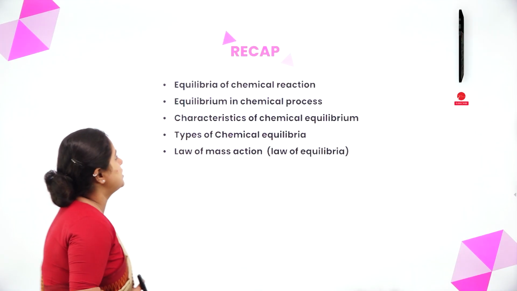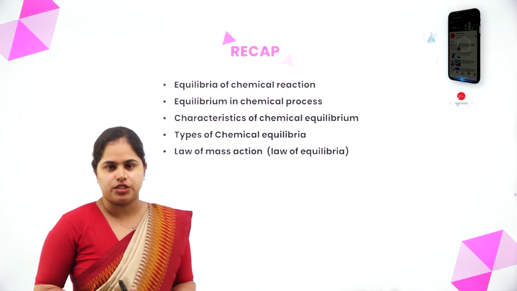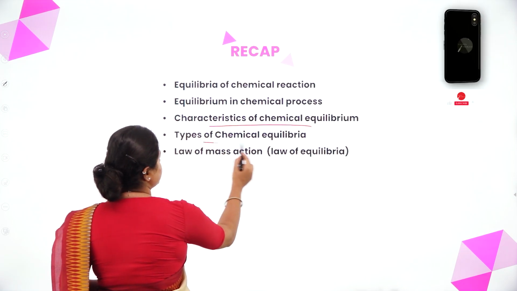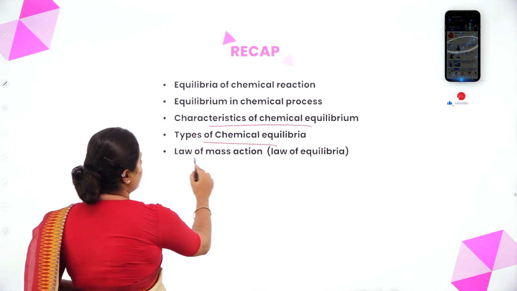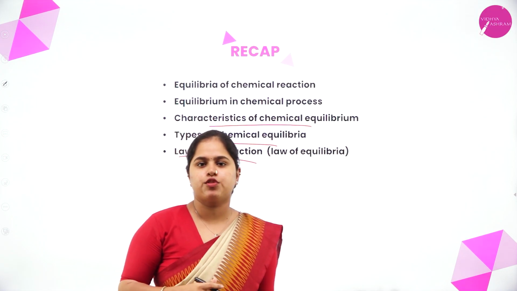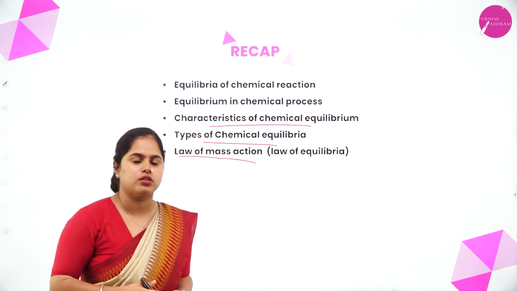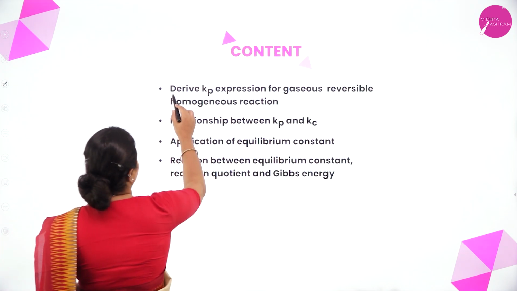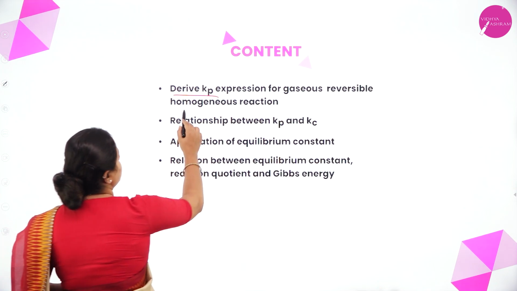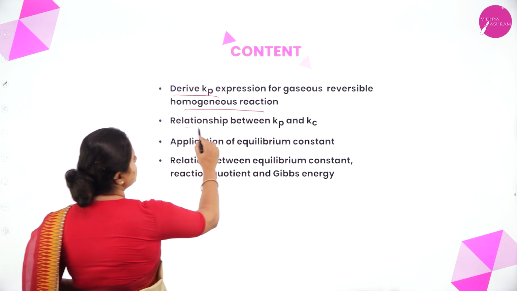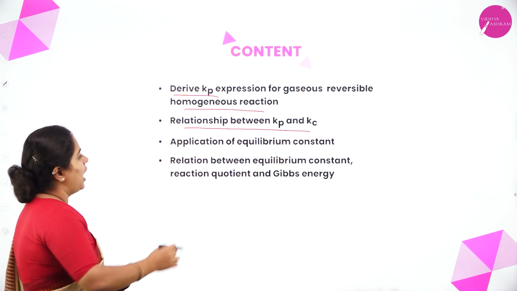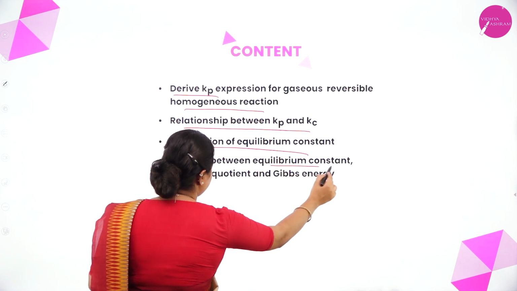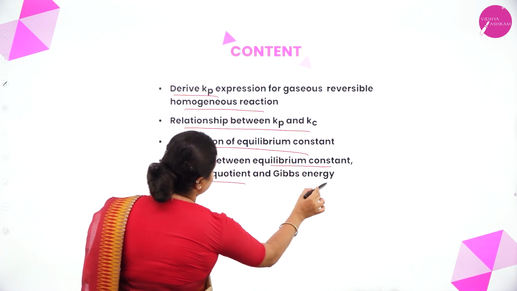So in the last session we studied about equilibrium of chemical reactions, right? That is chemical equilibria, and then the characteristics of chemical equilibrium as well as different types of chemical equilibrium. And what is law of mass action, and a few examples and numericals based on that we also discussed in the last session. So in today's session, we are going to study the derivation of the Kp expression for a gaseous reversible homogeneous reaction, the relationship between Kp and Kc, applications of the equilibrium constant, as well as the relationship between equilibrium constant, reaction quotient and Gibbs energy.